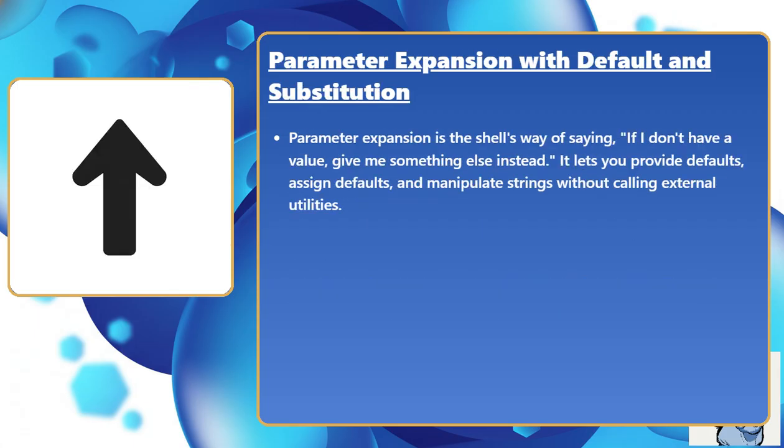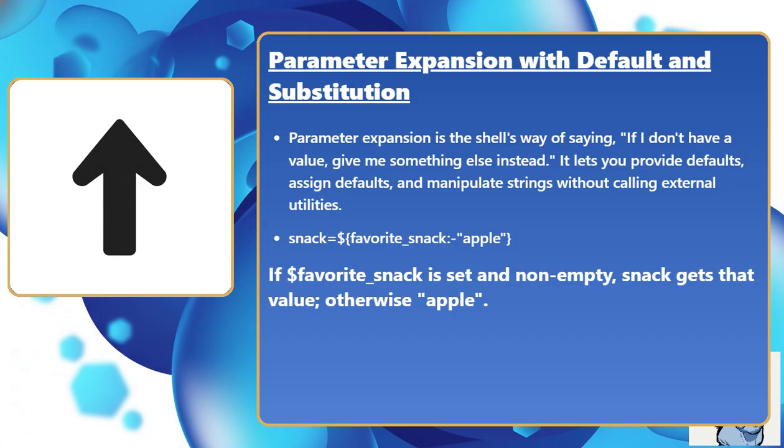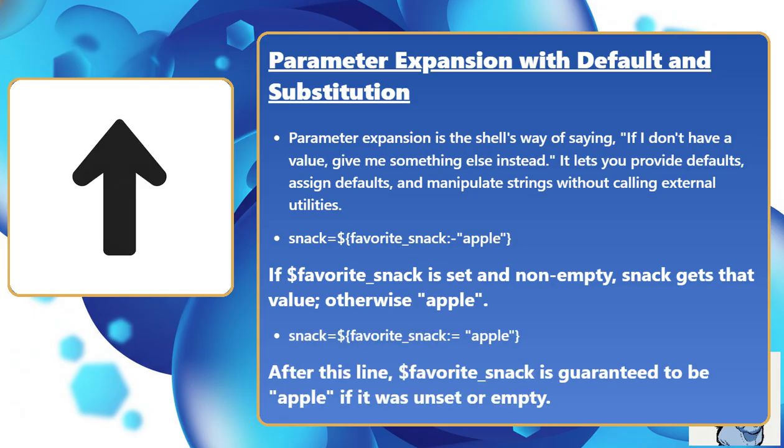Parameter expansion is the shell's way of saying, if I don't have a value, give me something else instead. It lets you provide defaults, assign defaults, and manipulate strings without calling external utilities. snack=${favorite_snack:-apple}. If favorite_snack is set and non-empty, snack gets that value, otherwise apple. snack=${favorite_snack:=apple}. After this line, favorite_snack is guaranteed to be apple if it was unset or empty.